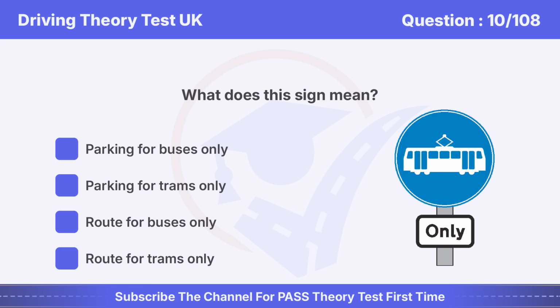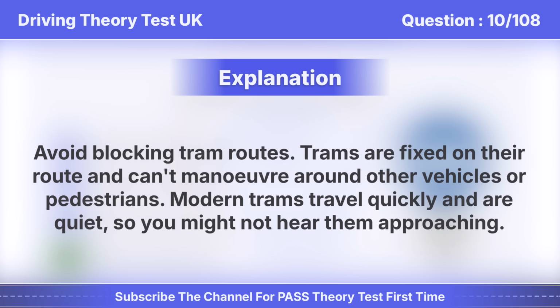Question 10. What does this sign mean? Answer is D. Route for trams only. Avoid blocking tram routes. Trams are fixed on their route and can't maneuver around other vehicles or pedestrians. Modern trams travel quickly and are quiet, so you might not hear them approaching.